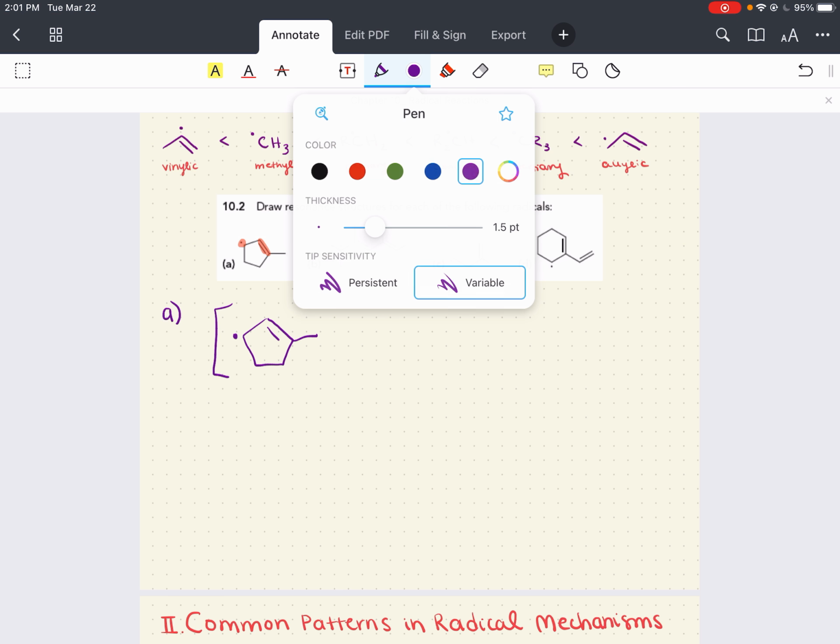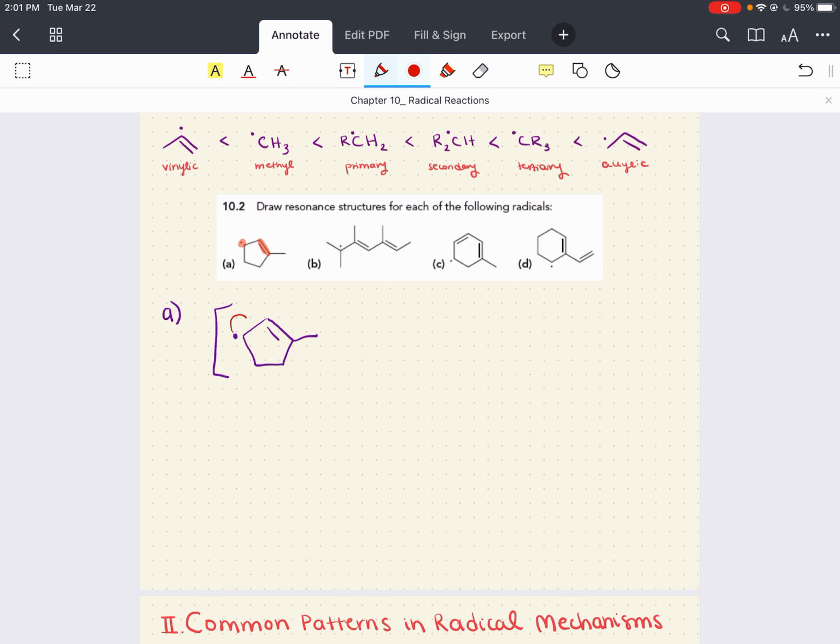Well, if we have an electron right there, this single electron can come here along with one of the electrons of the double bond, and we're going to form a double bond here now. All right, there's still another electron in this double bond. It's going to get dumped on the opposite end. And so what that means is our resonance structure for this molecule is going to look something like this. Fantastic.